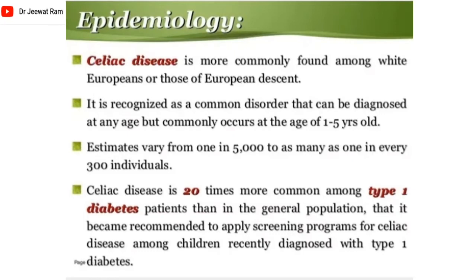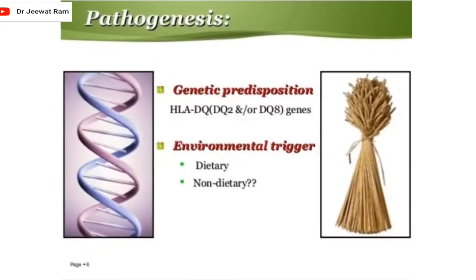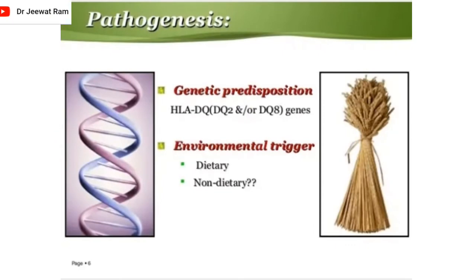Celiac disease is 20 times more common among type 1 diabetes patients than in the general population, so it became recommended to apply screening programs for celiac disease among children recently diagnosed with type 1 diabetes. Pathogenesis of celiac disease: genetic predisposition and environmental triggers, dietary and non-dietary.